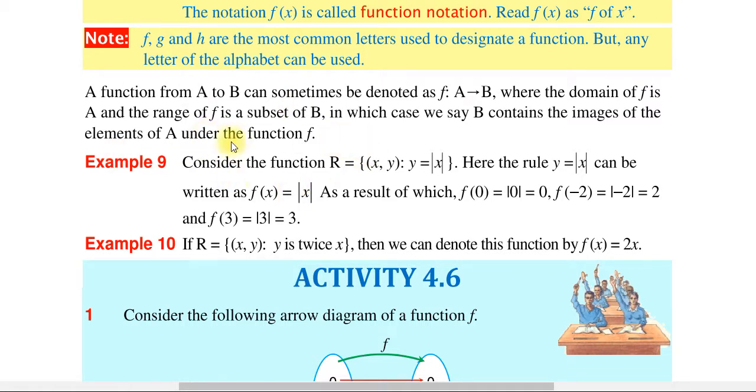ምሳሌ እንስጥ ግልጽ እንዲሆን. Consider the function R equal to the set of (x, y) such that y is equal to the absolute value of x. ይህ እንግዲህ ፋንክሽን እንደሆነ ላይ አይተናል። Here the rule y equals absolute value of x can be written as f of x equals absolute value of x. ያ ማለት y ን ከf of x ጋር እኩል አደረግን ማለት ነው። As a result, f of 0 is the absolute value of 0 which is 0, f of -2 is the absolute value of 2 which is 2, and f of 3 is the absolute value of 3 which is 3.